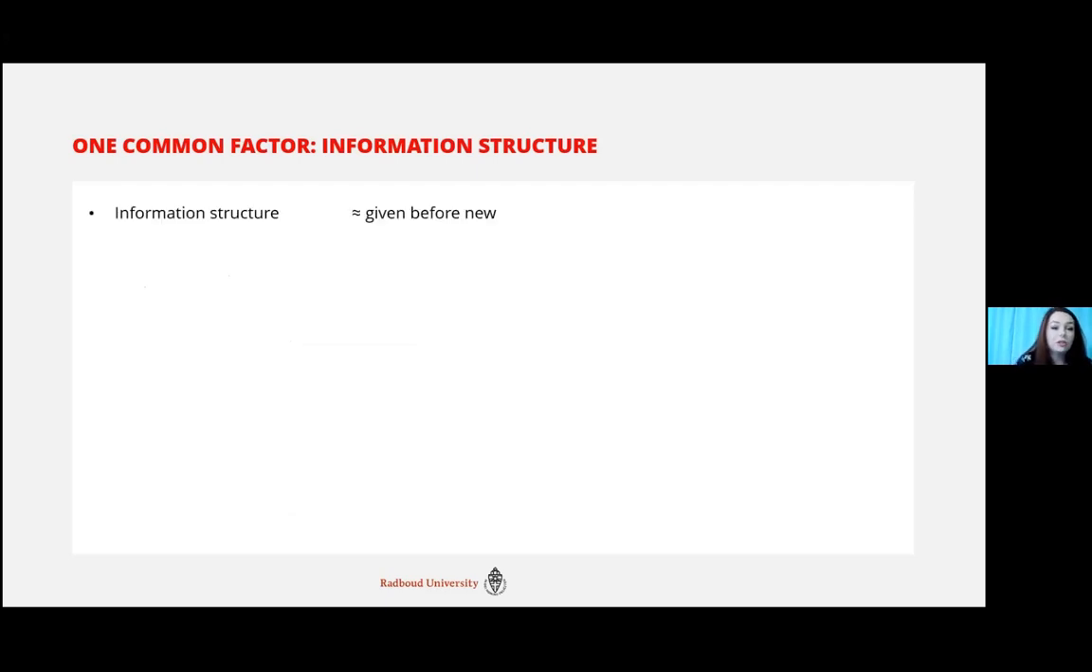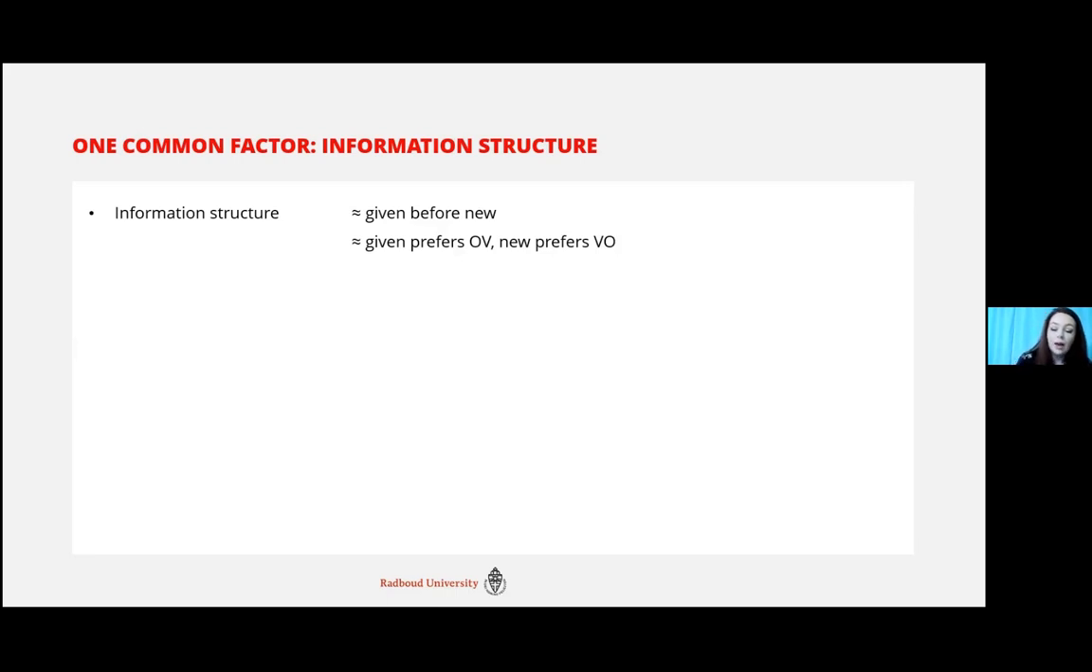And that's information structure. This is approximately the idea that given information is placed before new information. If we extrapolate that to OV/VO variation, you come to the conclusion that given objects prefer OV word order, and new objects prefer VO word order.